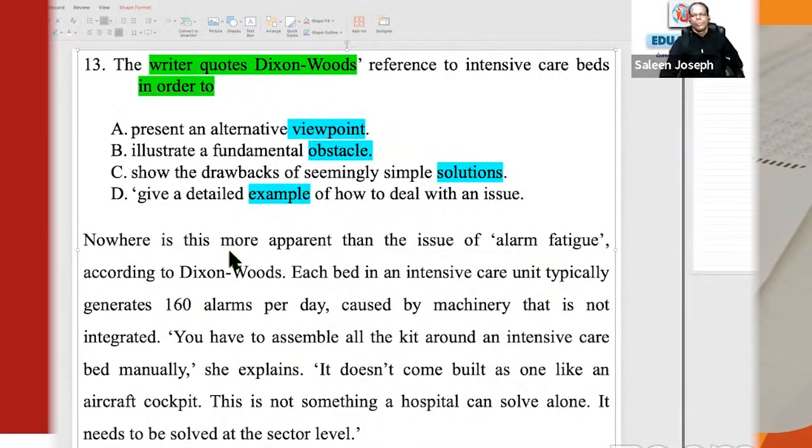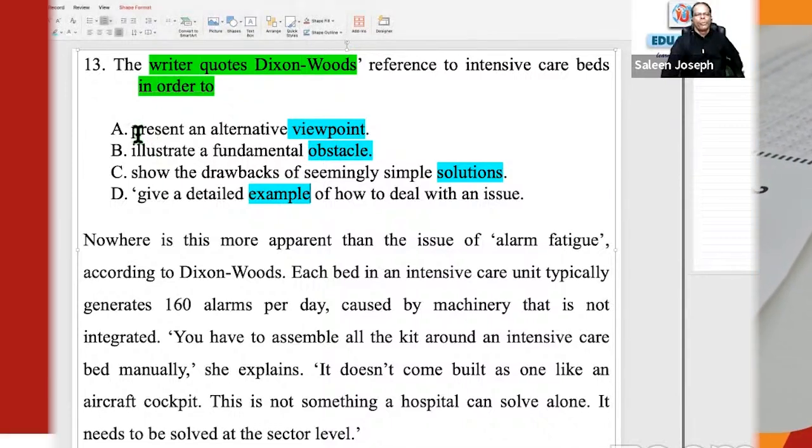Nowhere is this more apparent than the issue of alarm fatigue. According to Dixon Woods, the problem is alarm fatigue. Each bed in an intensive care unit typically generates 160 alarms per day, caused by machinery that is not integrated. You have to assemble all the kit around an intensive care bed manually, she explains. It doesn't come built as one like an aircraft cockpit. This is not something a hospital can solve alone. It needs to be solved at the sector level.